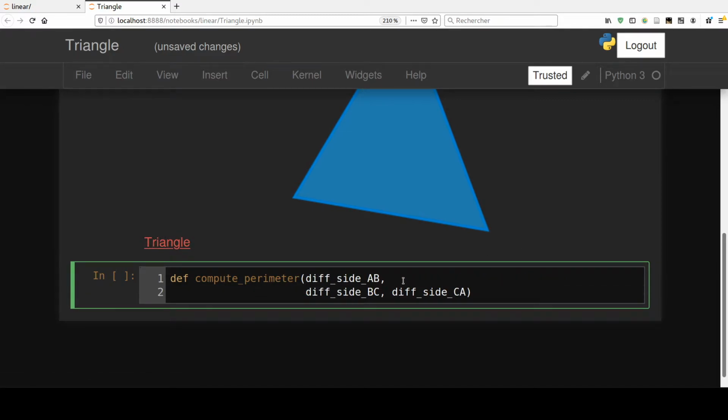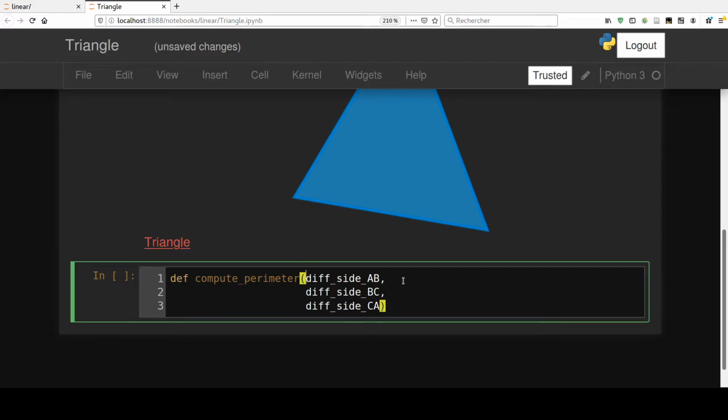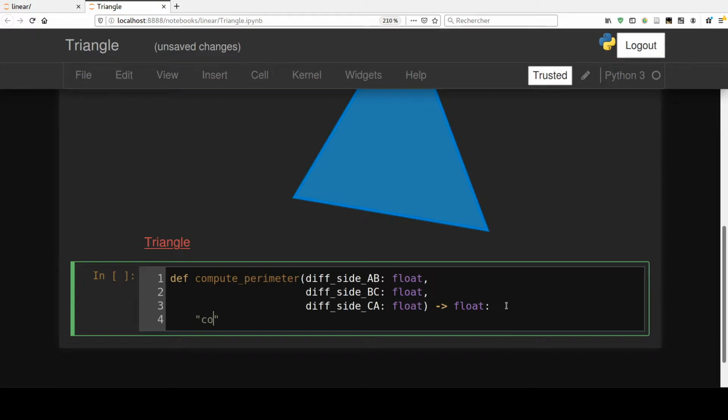Let's annotate these arguments a little, to make it more clear what we are trying to do. Diff side AB is simply either a float or an integer. Let's consider it a float. This is also a float. And what does it return? It's going to return a float. Compute perimeter of a triangle.